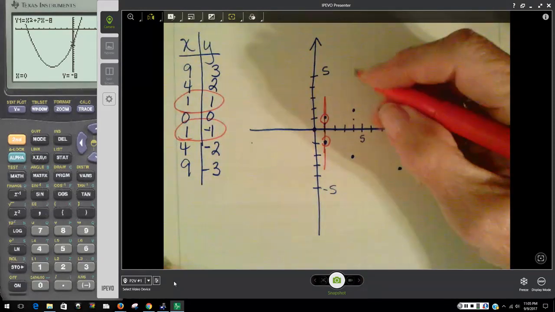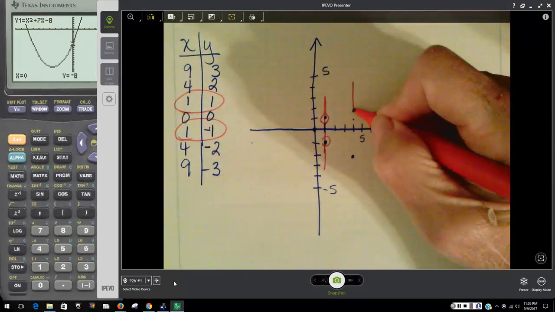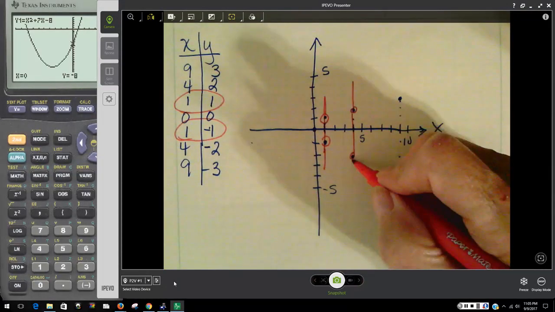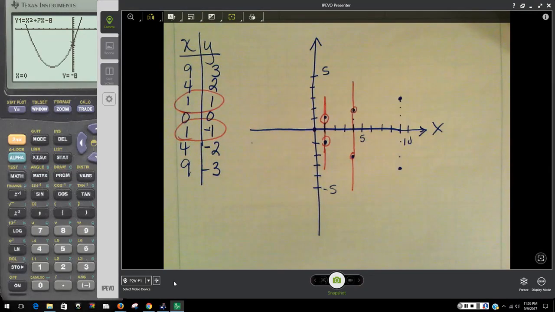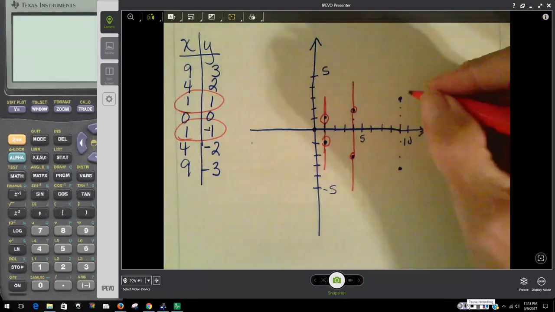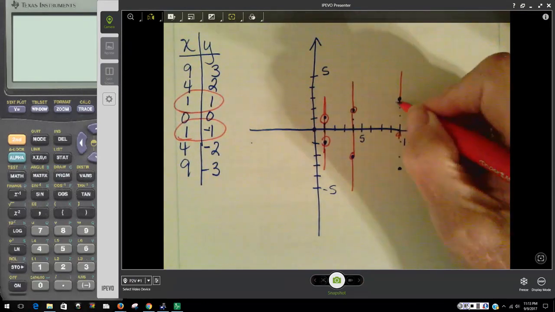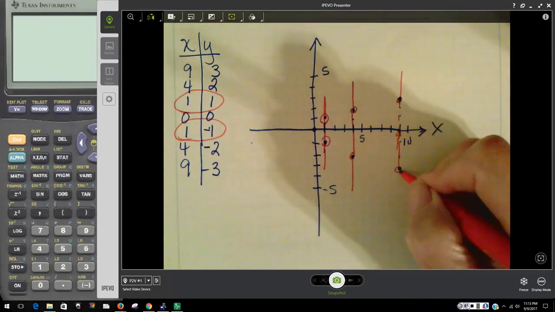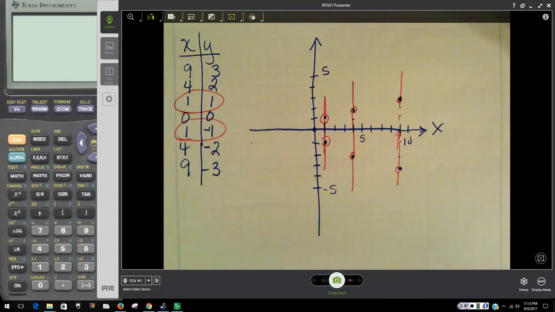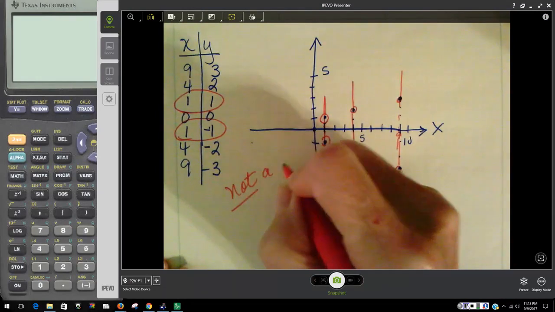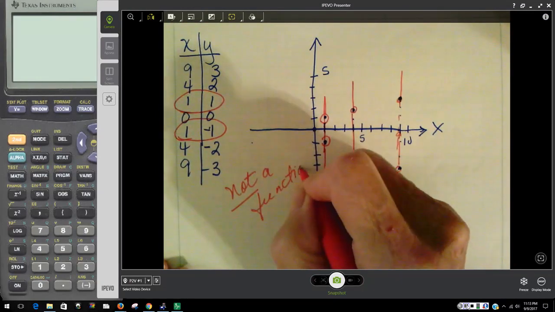At the same time, when x is equal to 2, I have two different y values. And then lastly, we can see that for x equals 9, we again have two different y values. So, this is not a function.